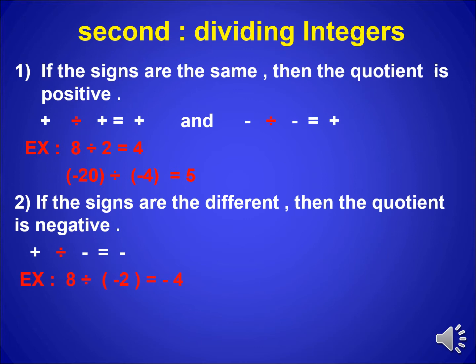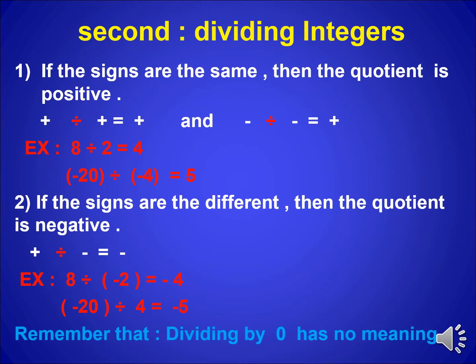As an example, 8 divided by negative 2, that means positive divided by negative, so the answer will be negative, and 8 divided by 2 equals 4. So the answer is negative 4. Negative 20 divided by 4, that means negative divided by positive, so the answer will be negative, and 20 divided by 4 equals 5, so that's equal to negative 5.